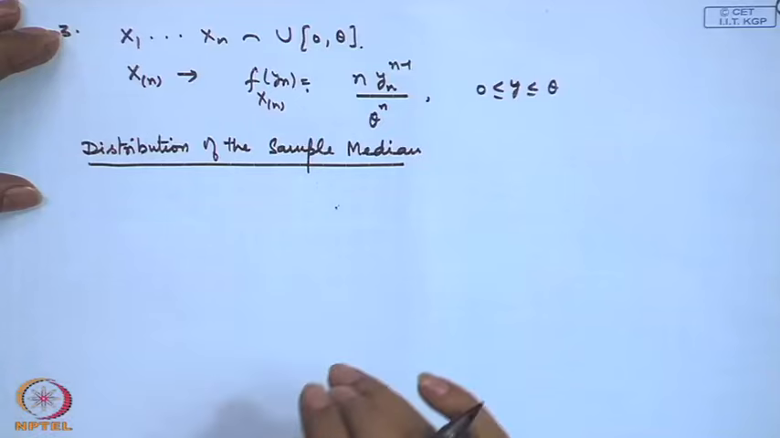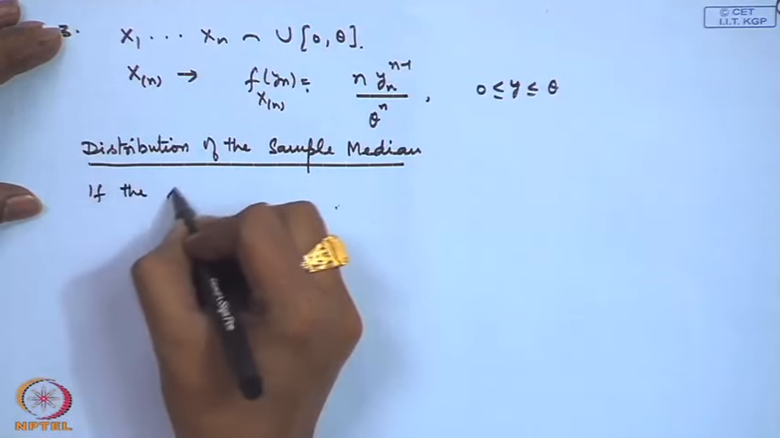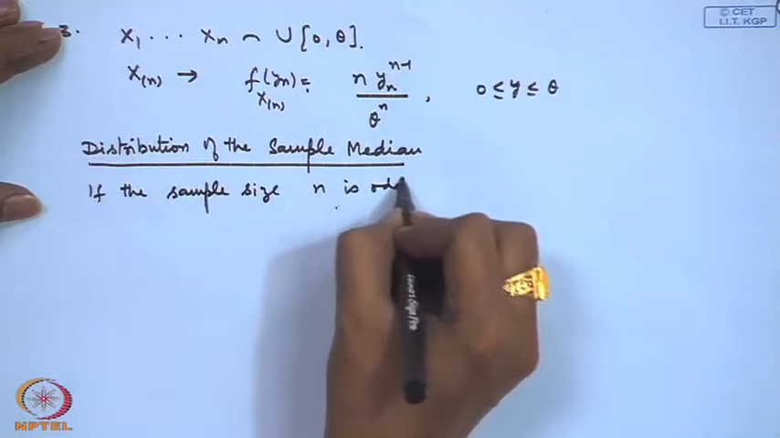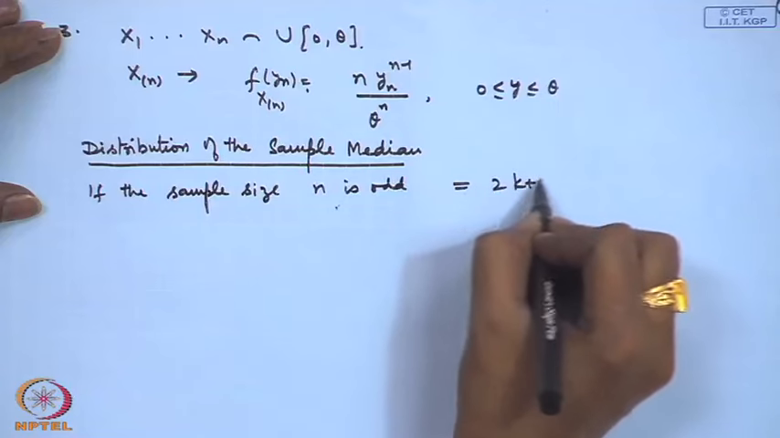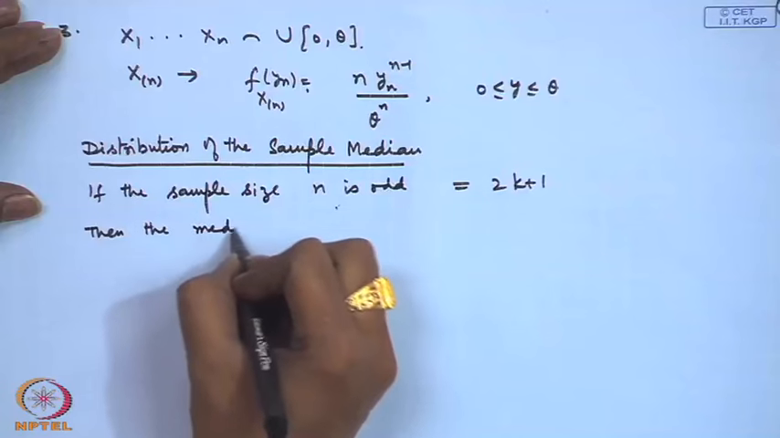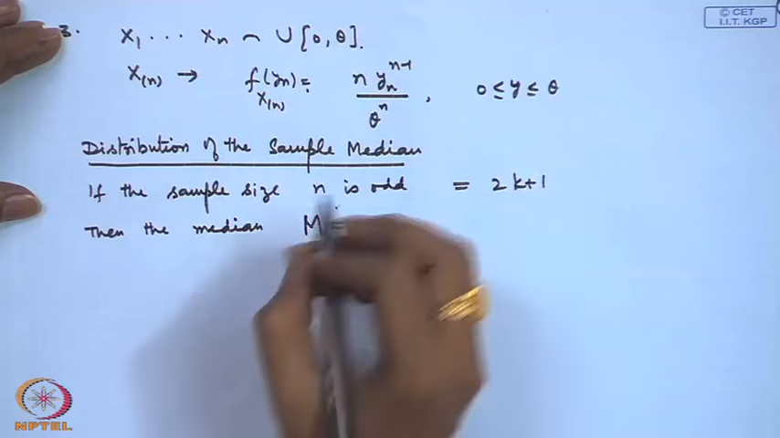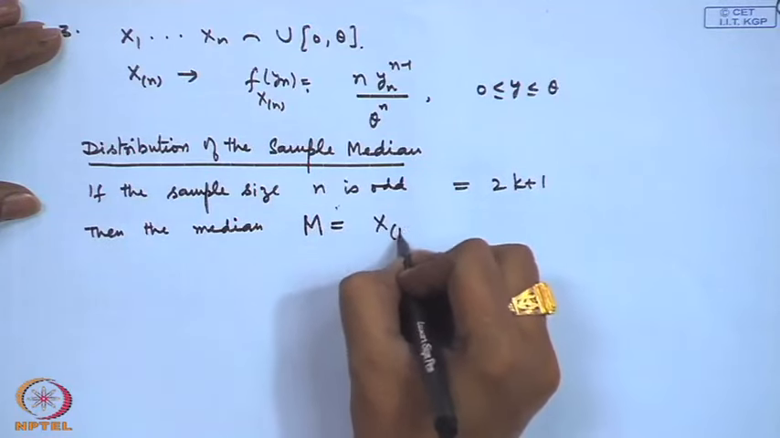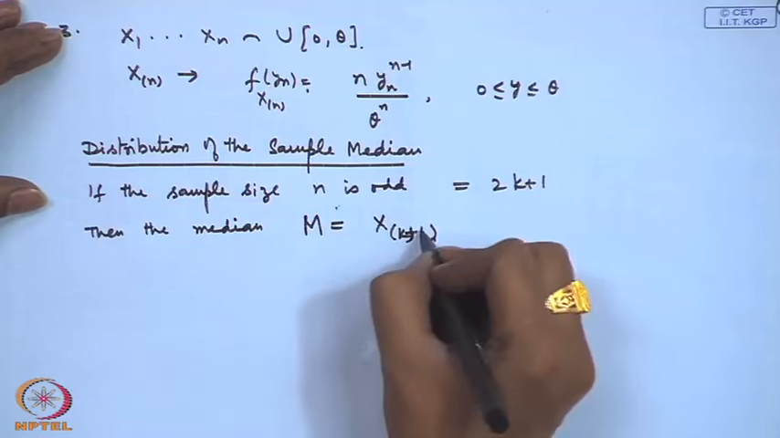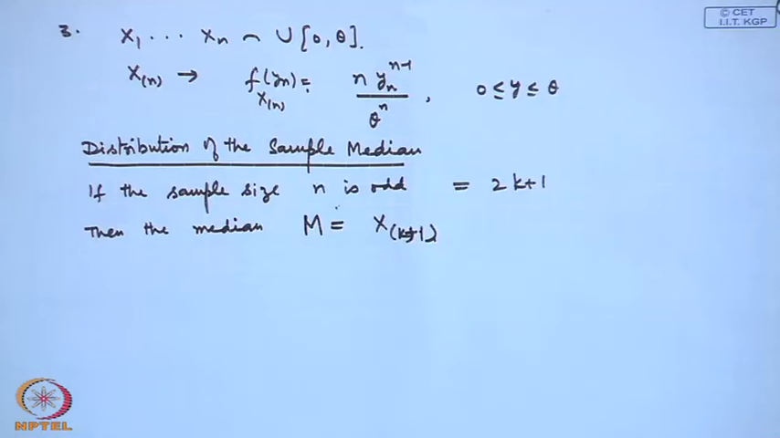So, let us now look at the distribution of the sample median. If the sample size n is odd, generally we put it as 2k plus 1, then the sample median is the middle observation. Let me call the median m, then that is equal to x k plus 1. So, we have already derived the form of a general order statistic, which is of the rth term.